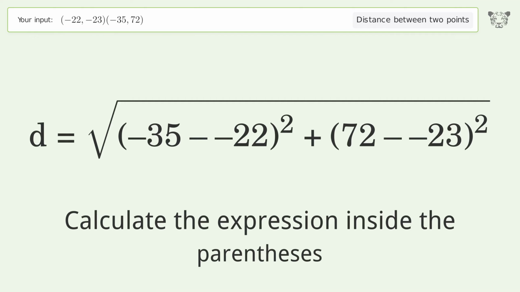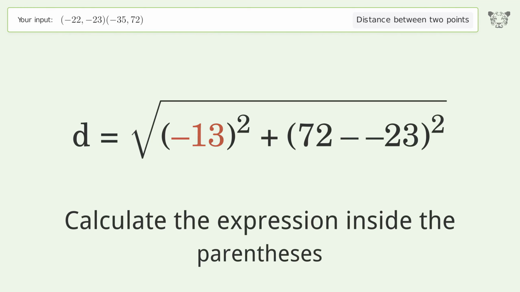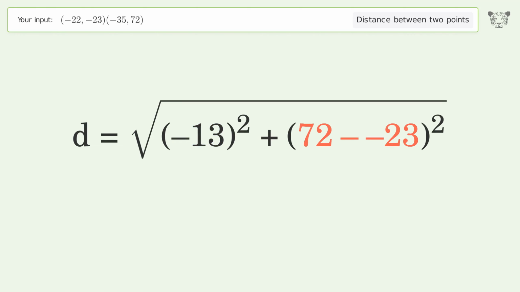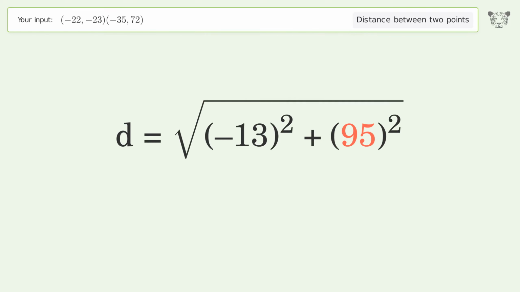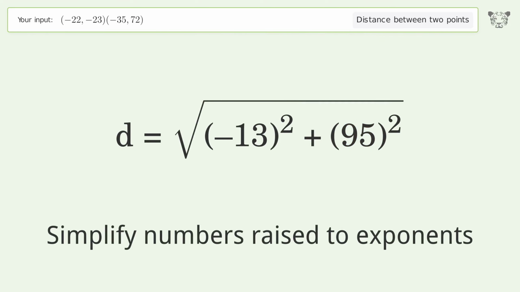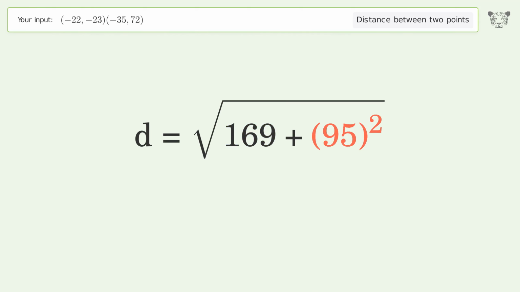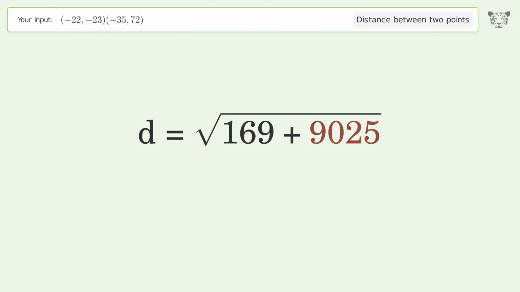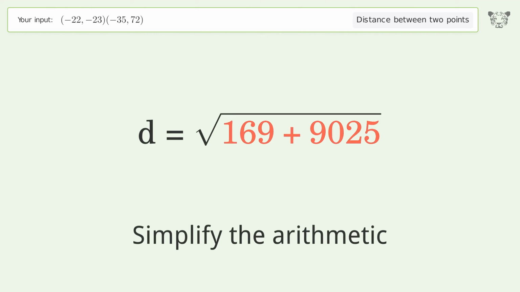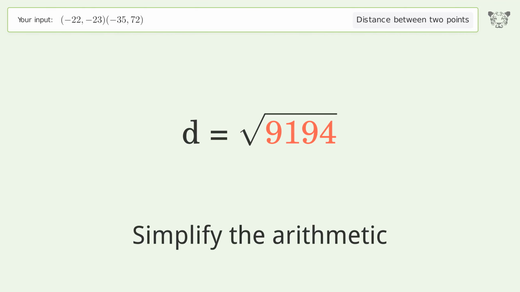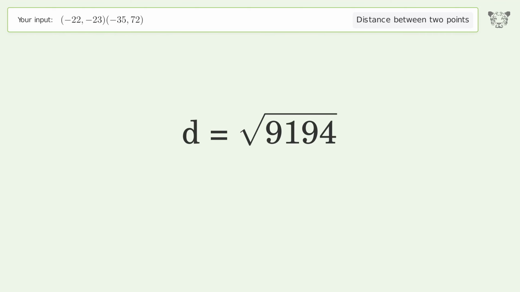Calculate the expression inside the parentheses. Simplify numbers raised to exponents. Simplify the arithmetic. And so the distance between the 2 points is the square root of 9,194, or 95.885.